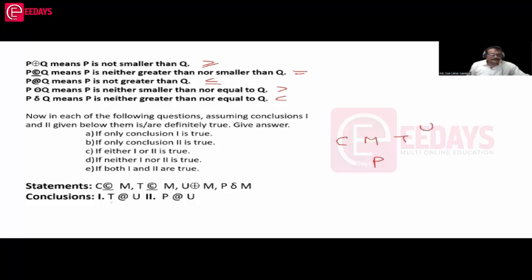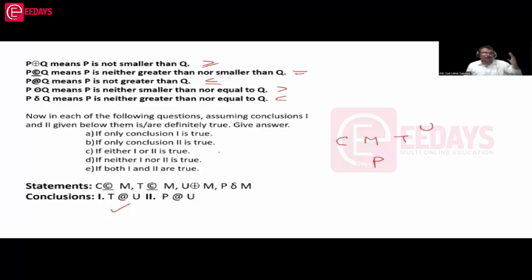Now come to the first one. T at the rate U. T is less than or equal to U. Is it valid or not? Yes, exactly. Why? Because there is a diagonal line in between T and U, and T is in the lower position and U is in the upper position, and this at the rate represents less than or equal to. T is less than or equal to U. That is valid.